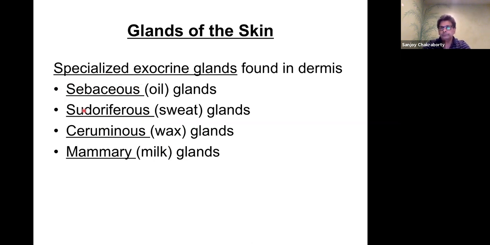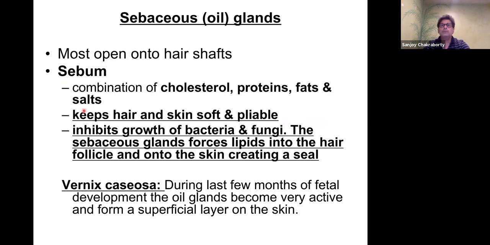Sebaceous glands are commonly known as oil glands. They are called sebaceous because they produce sebum. So what is sebum? Sebum is a combination of a lot of lipid, or fat, along with a little bit of steroid, which is cholesterol, and protein and salt. This is literally a moisturizer, so it keeps your skin moist.